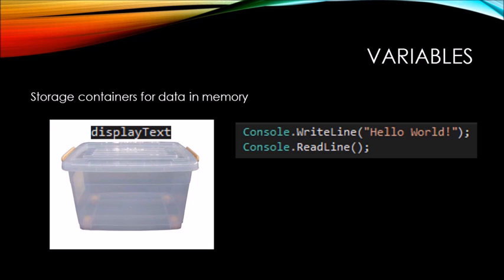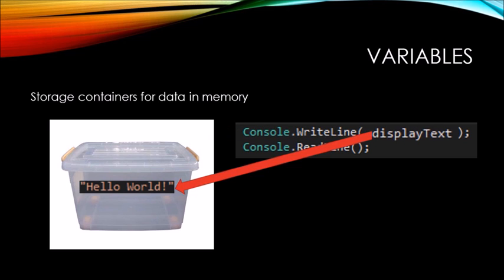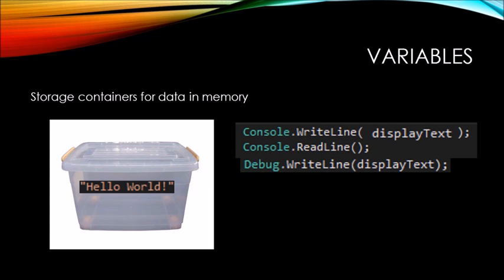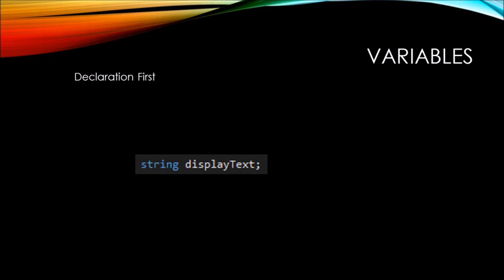label like display text. Then we can take a portion of the code, like the hello world in quotation marks, and move that hello world into the storage container called display text. Now, whenever we want to reference the hello world string, we can replace that with just simply display text. Now the display text variable name references back to the container in memory that holds the hello world string. Now we can write additional code that uses the display text variable name to refer back to the hello world string.